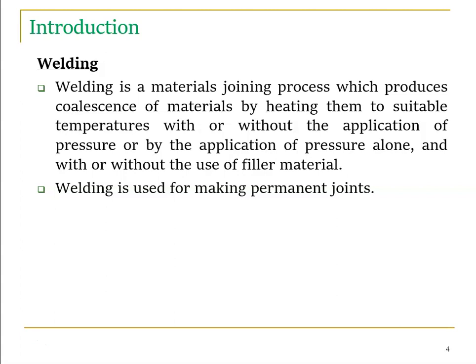So it is used for making a permanent joint. It is not a temporary joint. Temporary joints such as bolts, fasteners and screws are temporary joints. But a permanent joint means you cannot dismantle it very easily. If you want to disassemble, you need to break the joint. If you use temporary joints such as bolt and nut, you can unscrew the bolt and easily disassemble. But for welding, you cannot disassemble very easily. You need to destroy the weld, right?